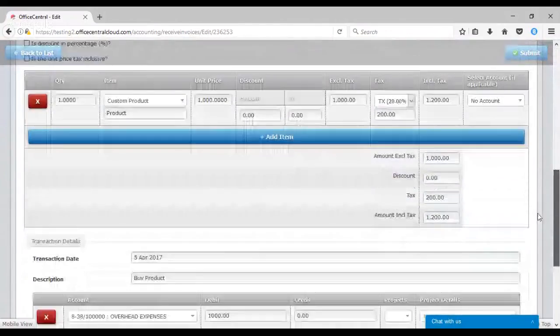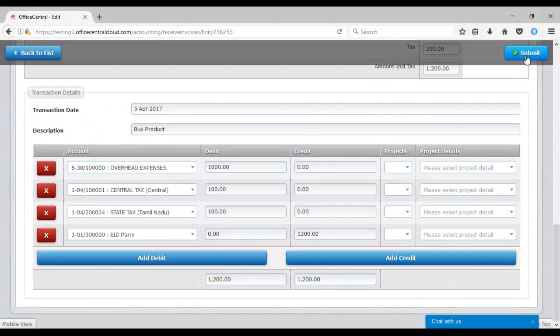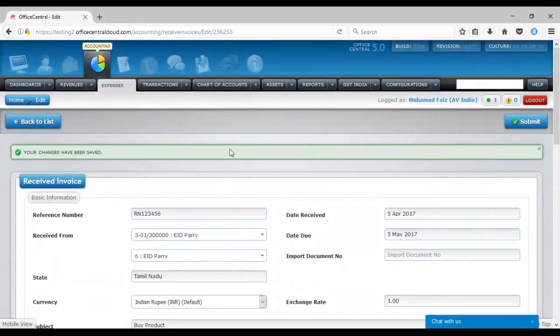After you do the transaction, you can go to the accounting transaction. You can see that the system is already quite clever about how much is the central GST, how much is the state GST, and which state you are paying to. Then you just finish your transaction, submit it, and that's it. Now you have finished all the transaction for your receive invoice.